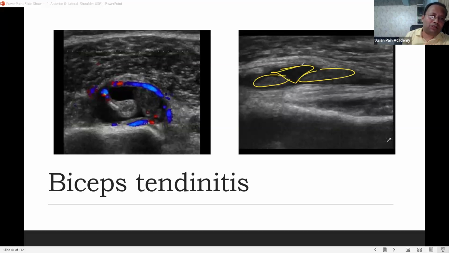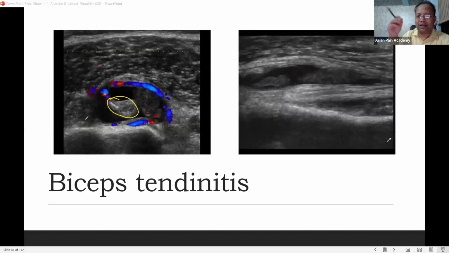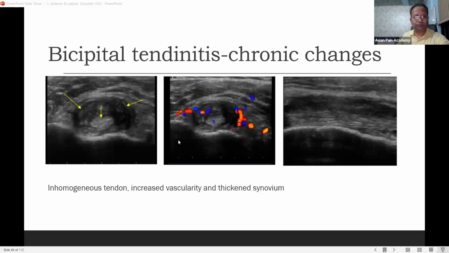Whenever you see any effusion around the biceps, you must think it can come from the glenohumeral joint also, or it can be an isolated finding. If it is an isolated finding, then only it is a case of biceps tendinitis. When you put Doppler, you will see neovascularization, a lot of Doppler signals. Bicipital tendinitis chronic changes can be there like that. The synovial hypertrophy is much more clearly seen here. So like that, you can see.